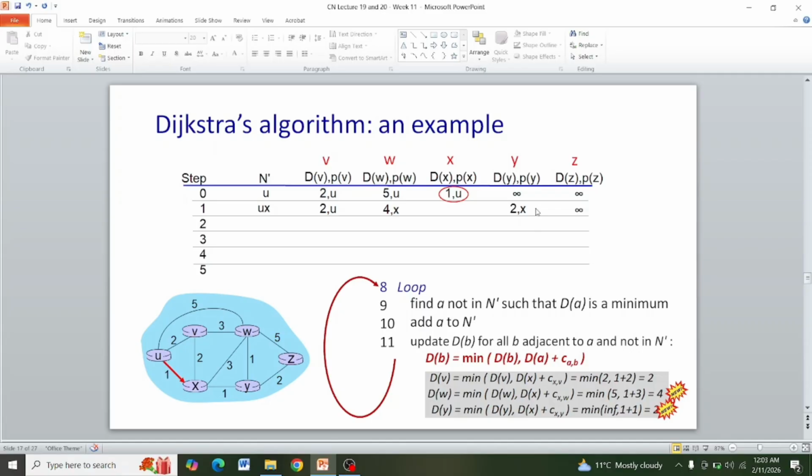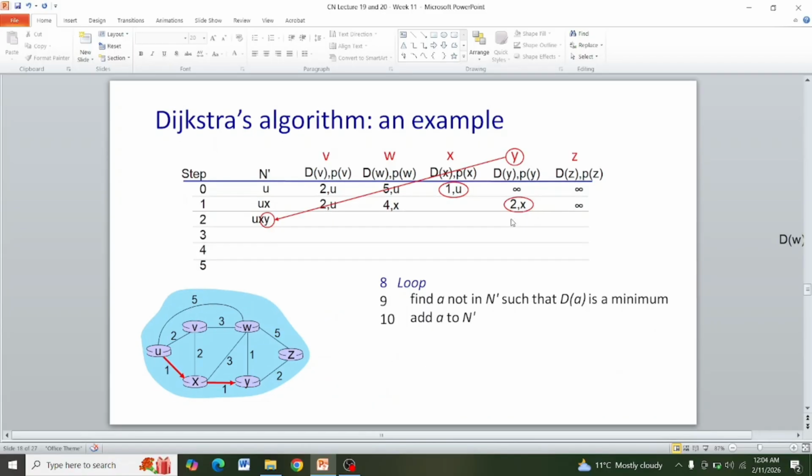Now we will find out again the minimum cost. Here we can see 2, u and 2, x. These both have the minimum cost. We will pick one of them and move to the next step. Here we can see that y is picked and we move on to the next step to update the values again.